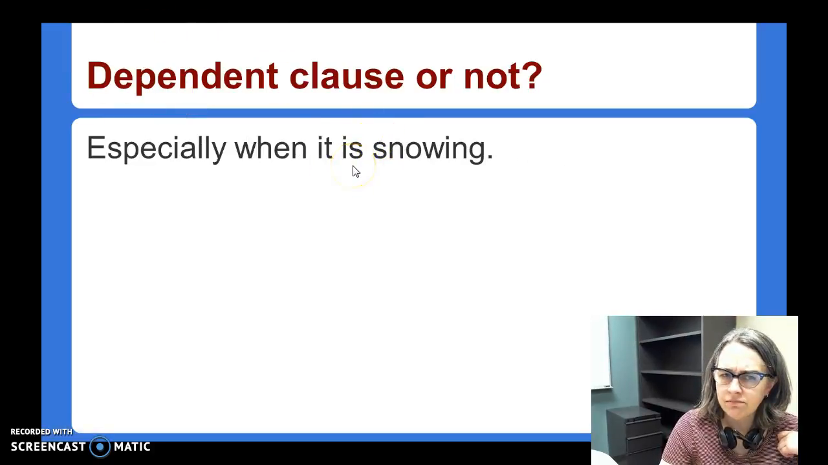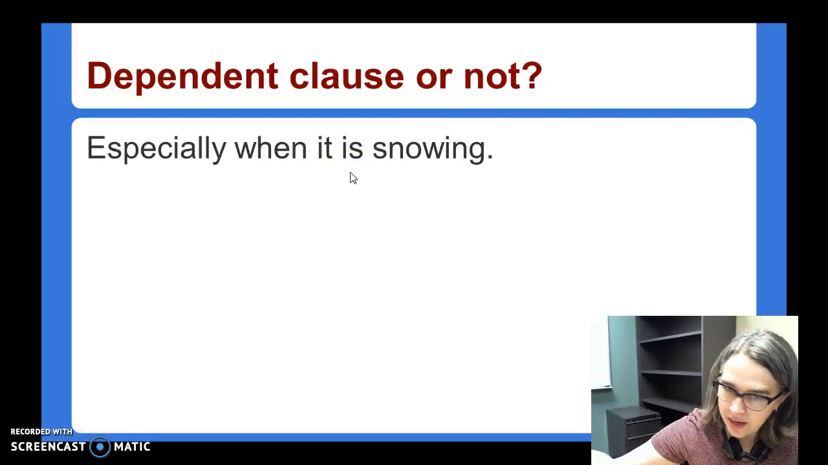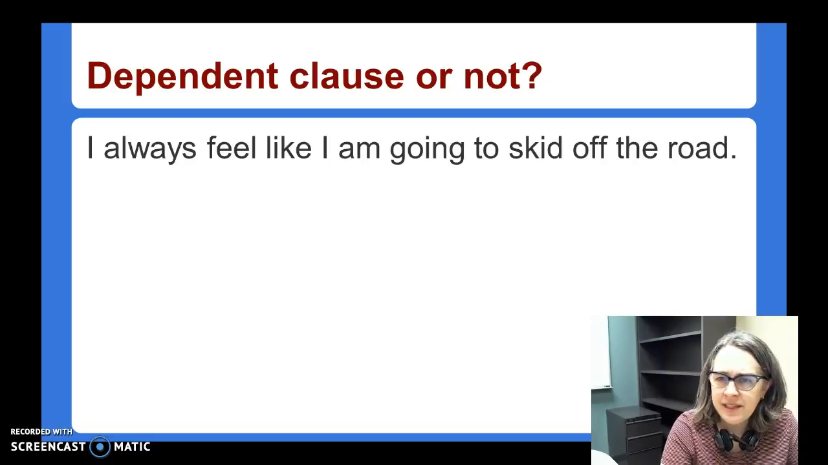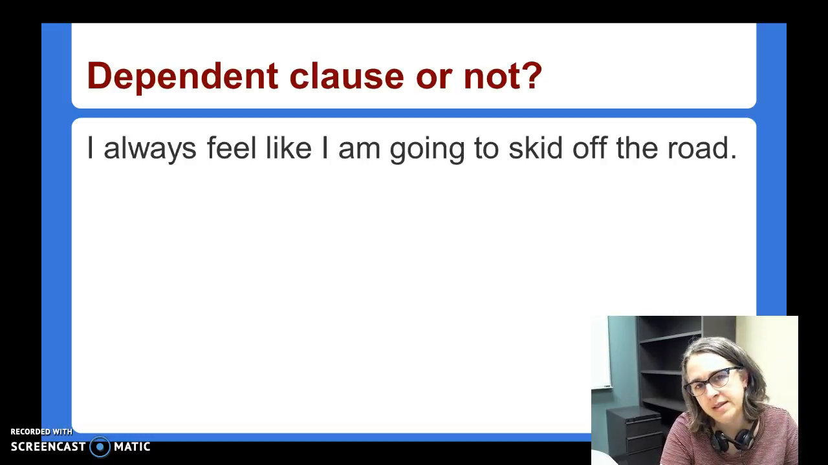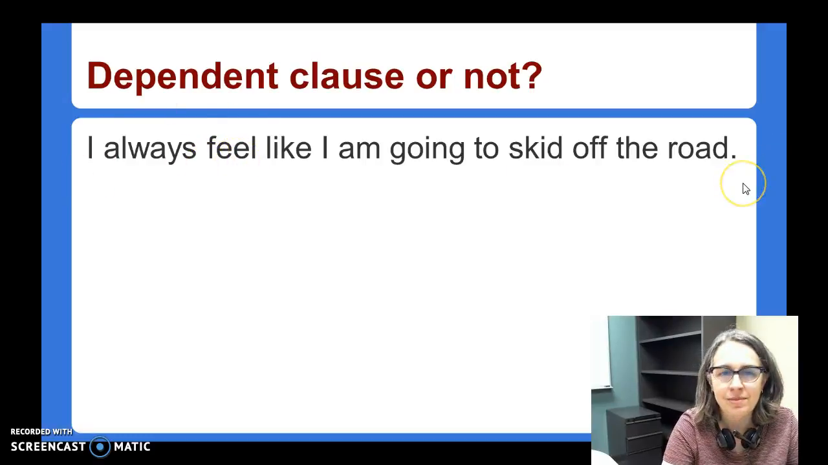Especially when it is snowing. So again, if I opened the door and said, especially when it is snowing, and closed the door and left, would that make any sense? And it wouldn't. So we have a dependent clause. It's dependent on an independent clause to make it make sense. I always feel like I'm going to skate off the road. Dependent, independent? It's independent. So it has a subject, I, and a verb, feel, and it expresses a complete thought.